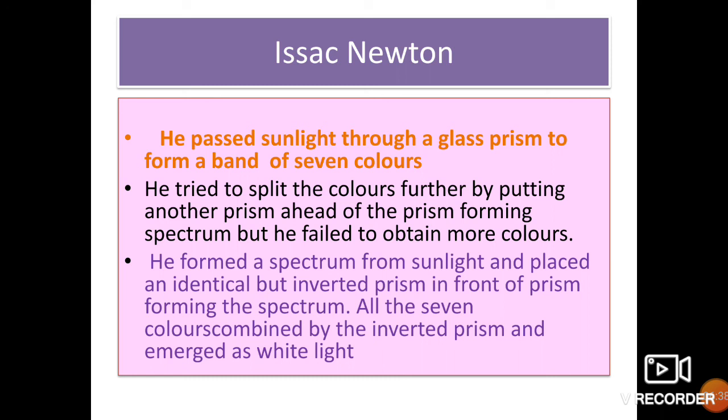He formed a spectrum of sunlight and placed an identical but inverted prism in front of the first prism. All the 7 colors were combined by the inverted prism and emerged as white light. That you can see here.